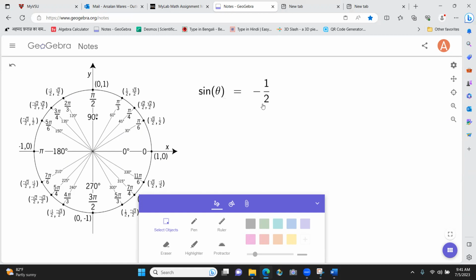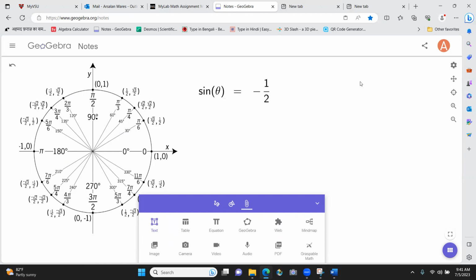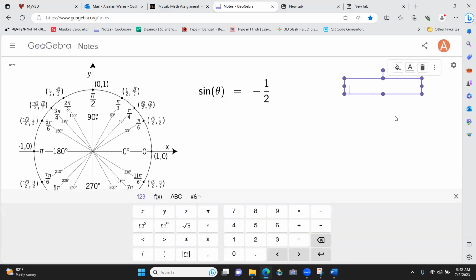So for sine, I want theta to be in this range. Let me write it down: negative pi over 2 less than or equal to theta less than or equal to pi over 2, and I'm just going to put a comma if you don't mind. It's just easier for me to write pi over 2. That simply means in these quadrants.